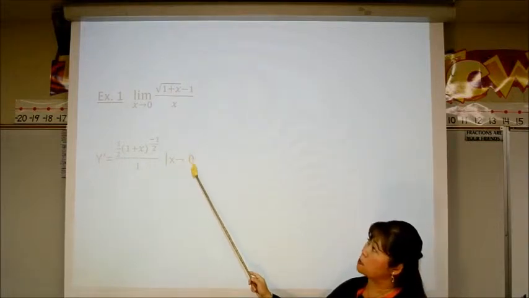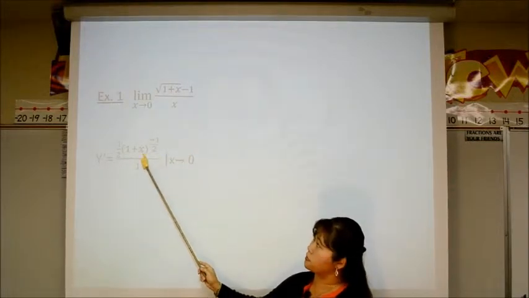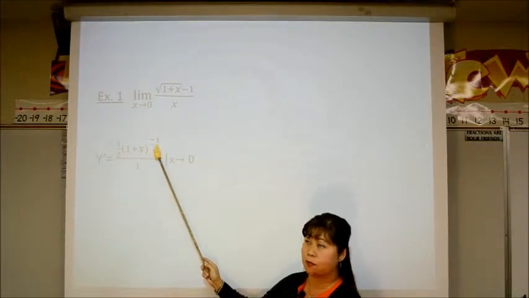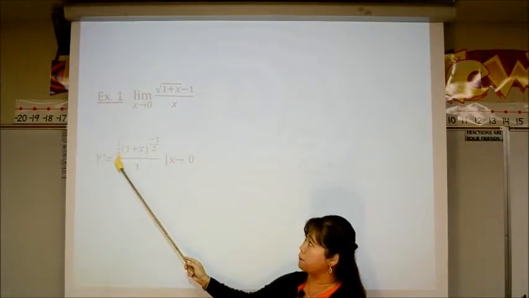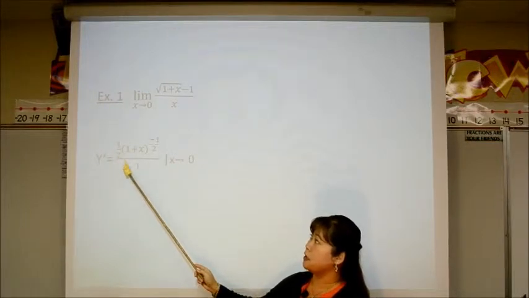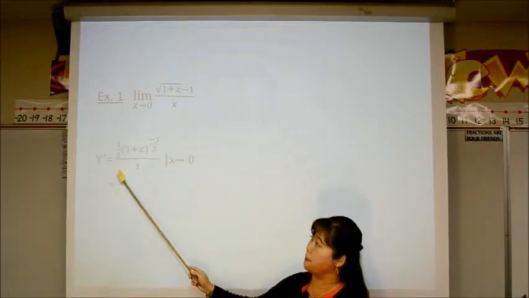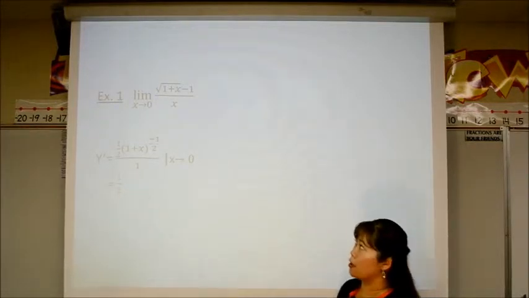Okay, now I'm going to substitute my 0 into this equation where x is. So 1 plus 0 is 1. 1 to any exponent is 1. 1 to the half, 1 times half is half. Half over 1 is going to be basically half, so that's good. Okay, because that's a number right there, a real number. All right, let's try example number 2.